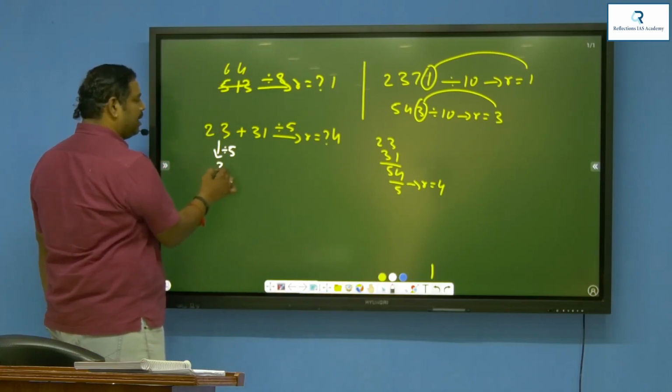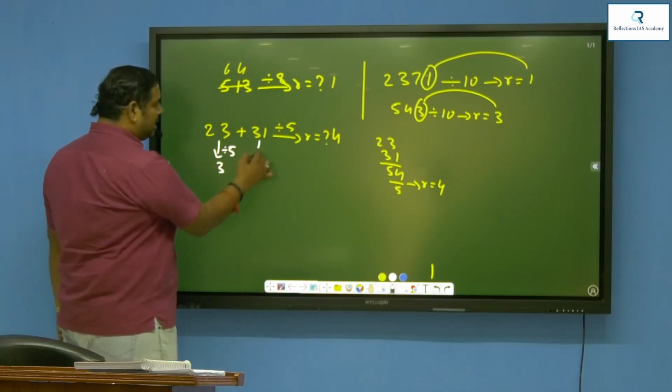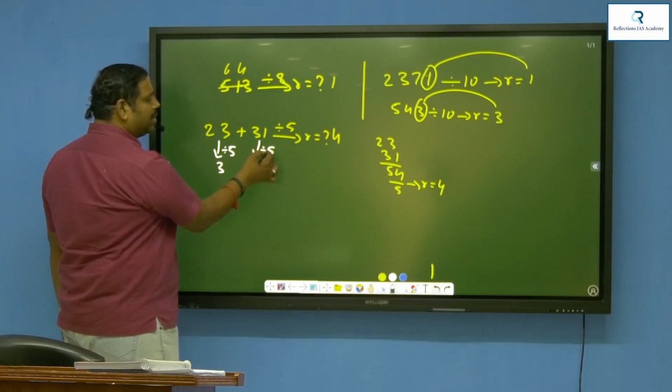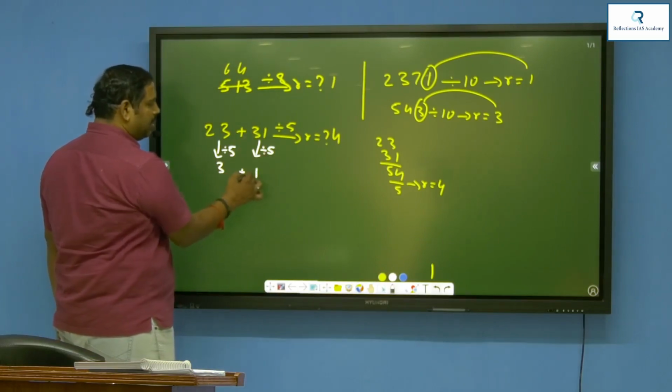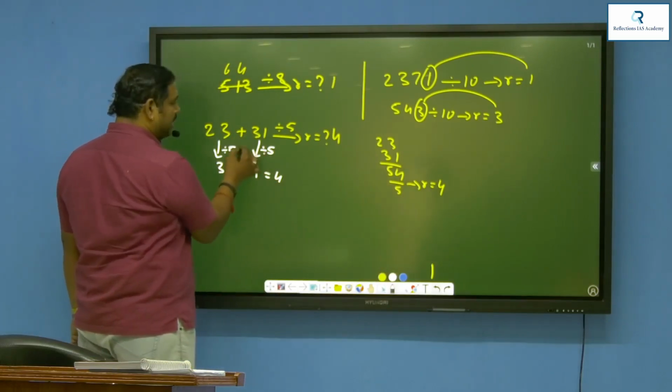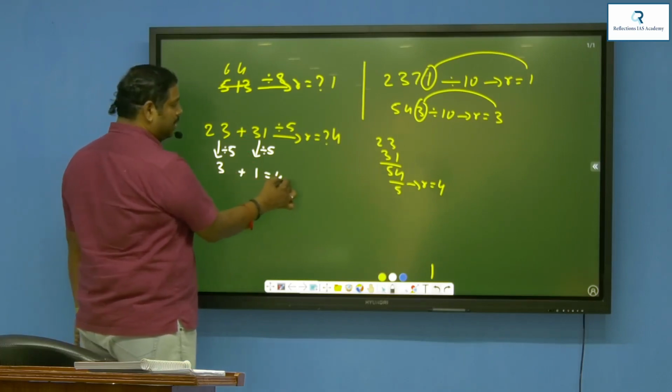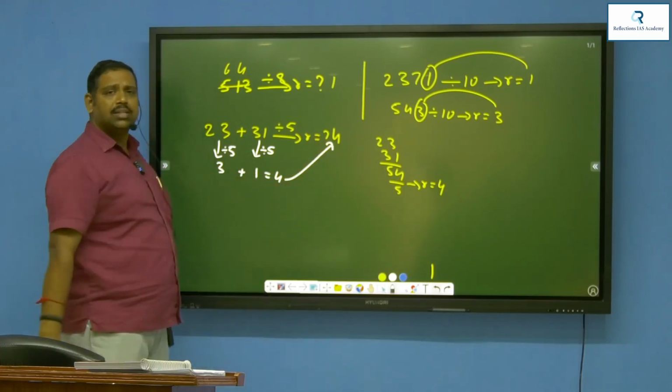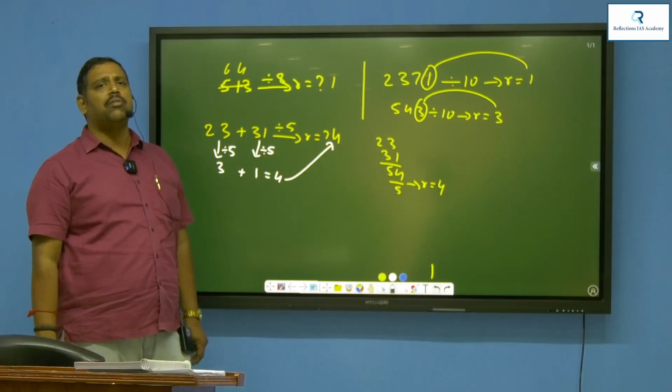The other way that we can do is, 23 divided with 5. 5 4s are 20, remainder is 3. 31 divided with 5 and take the remainder. 5 6s are 30, remainder is 1. 3 plus 1 is how much? In between, the sign is plus, so I am going with plus. So the answer is 4. You got the same answer or not? This is the beauty of remainders.